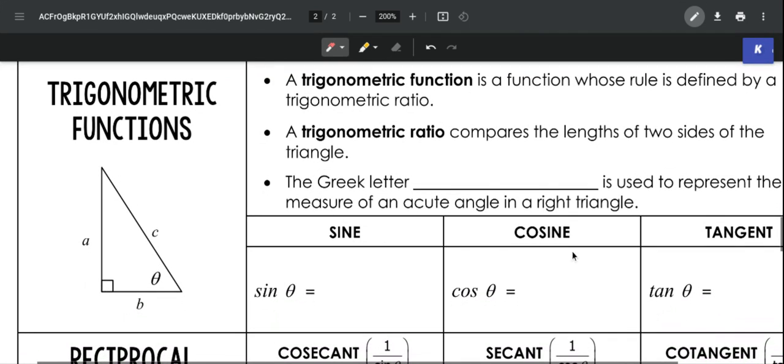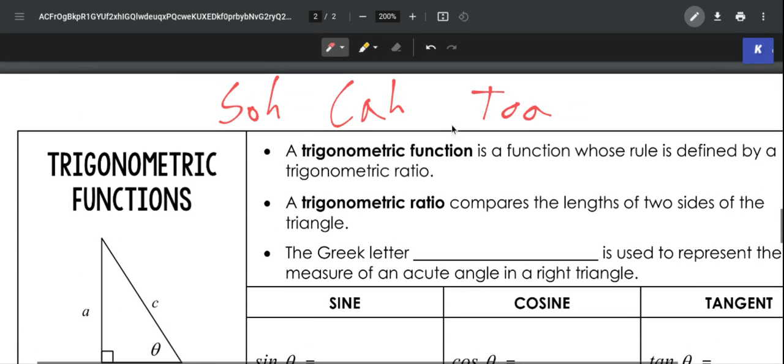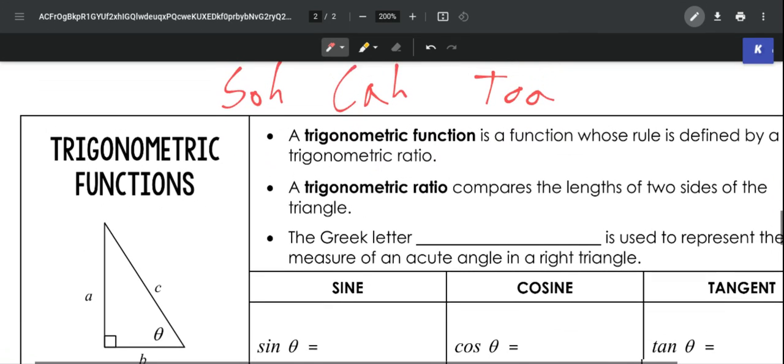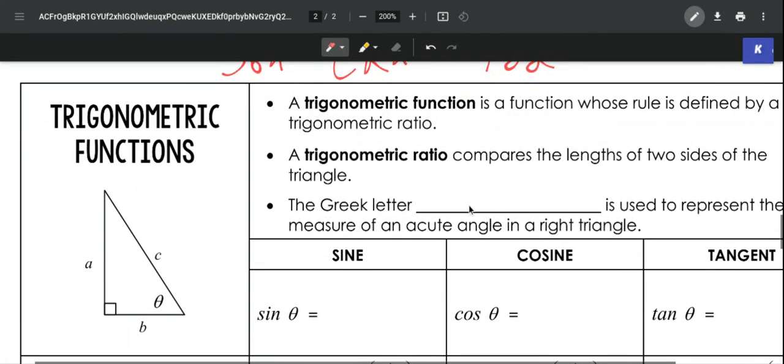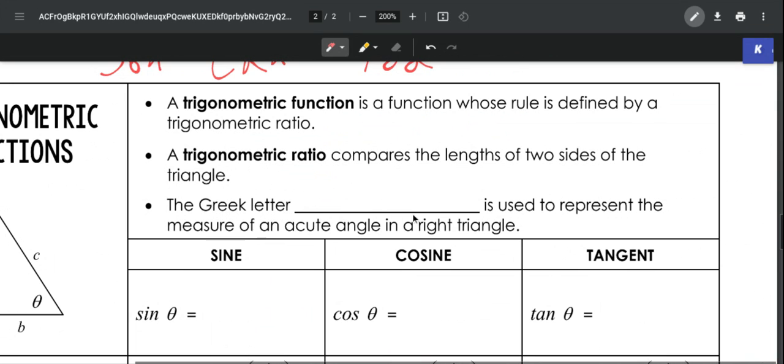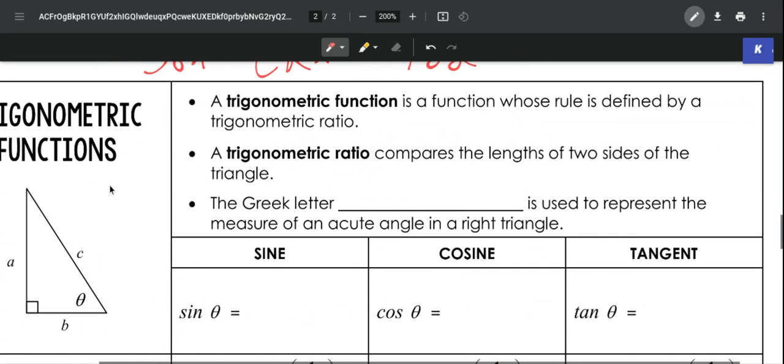When we make sine, cosine, and tangent, we just use SOHCAHTOA to do it pretty much. But before we do that, the Greek letter that's used to represent the angle is going to be a circle or a 0 with a line through it, and that is theta, which I'll just write out for you. So we say that as theta. If you see that, that angle is theta.